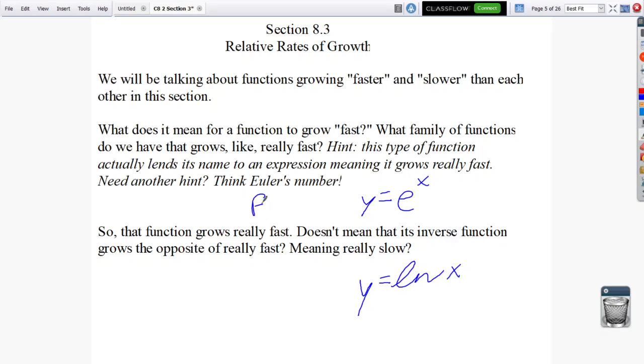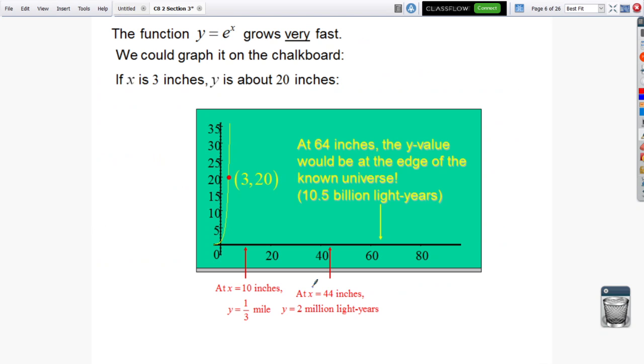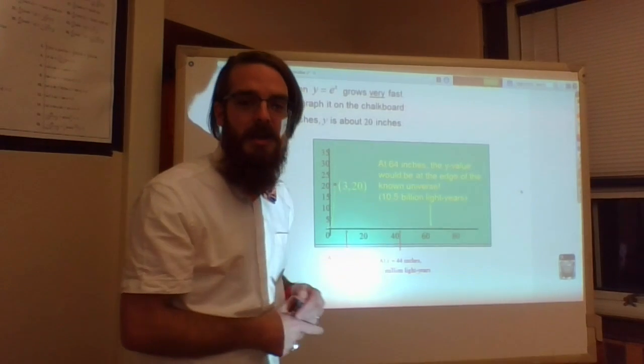So just to wrap this up, fast is y equals e to the x. Slow is y equals ln of x. So let's go down here just to show you what I mean by grows really fast. Imagine that this right here is a chalkboard, right? Oh, here, I got an idea for making it into a chalkboard. Hey, look, it's on a chalkboard now.